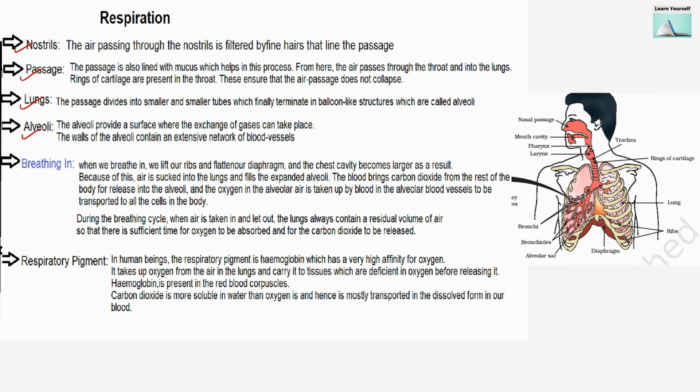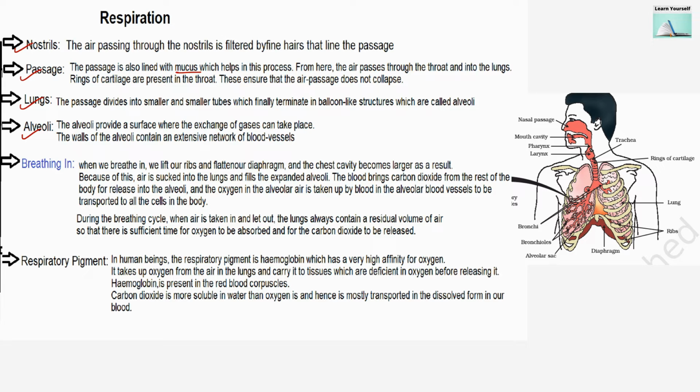First, nostrils. The air passing through the nostrils is filtered by fine hairs that line the passage. So nostrils help to filter the air. Whatever hair-like particles go along with the air will get filtered in the nostrils. Then comes the passage. The passage is also lined with mucus, which helps in the process.